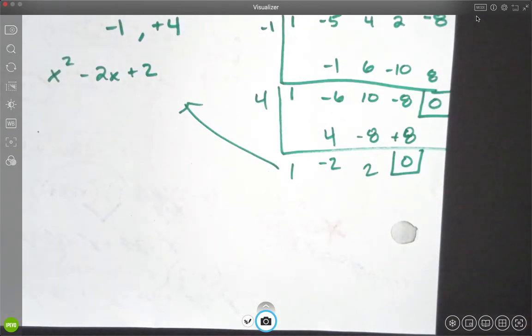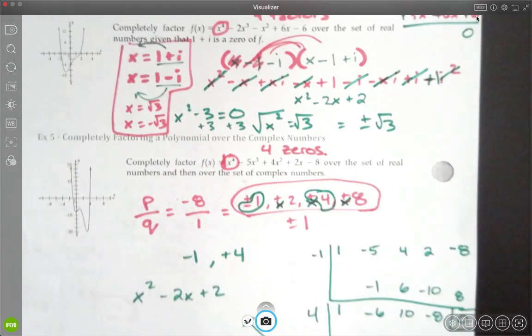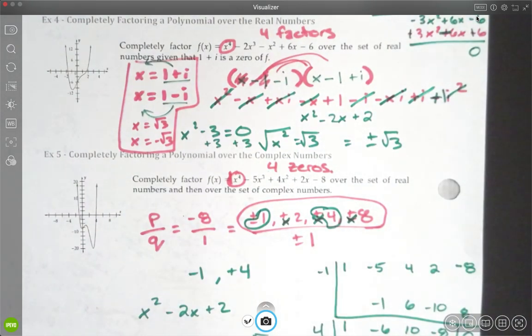Now, here's the deal. Wynn made a really wonderful observation. Look at what we just found: x squared minus 2x plus 2. If we try to break it down, it is these two pieces.